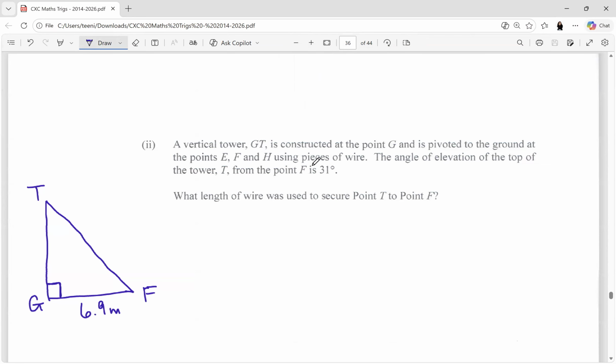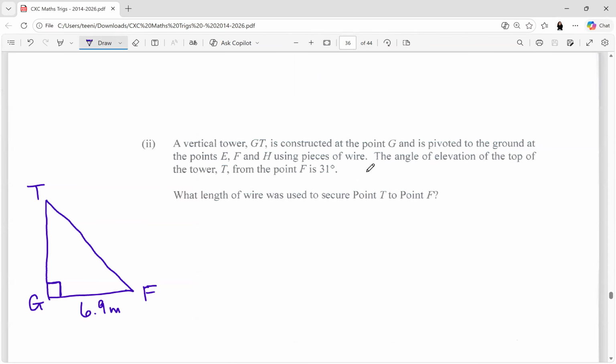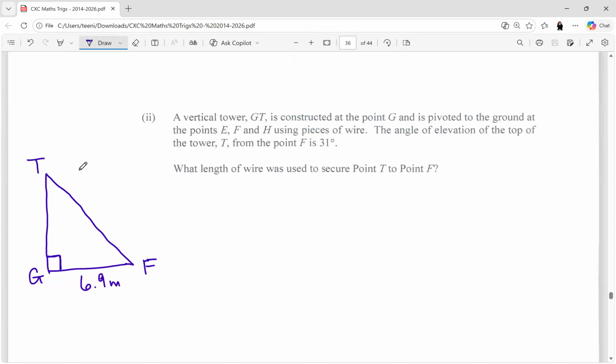Right. So this is the diagram here. I'm going through this again with you: the angle of elevation of the top of the tower T from the point F. If it's from F, we're starting at F. The angle of elevation is found between the horizontal at your starting point and the line of sight. So that's this angle, which is 31 degrees.